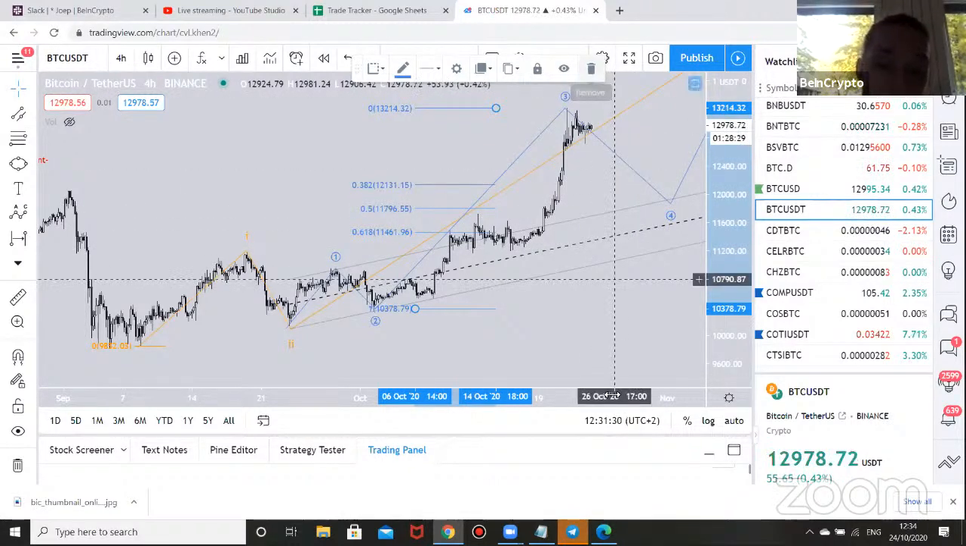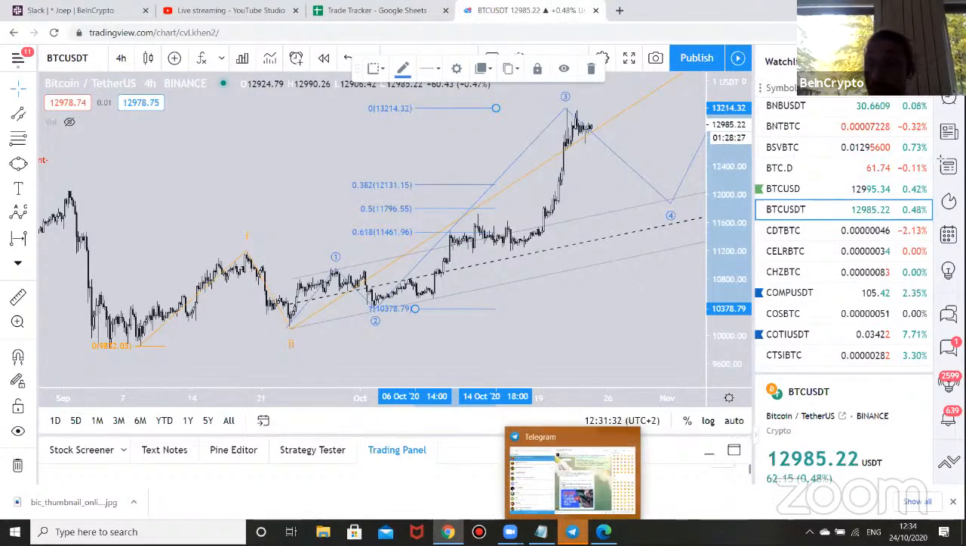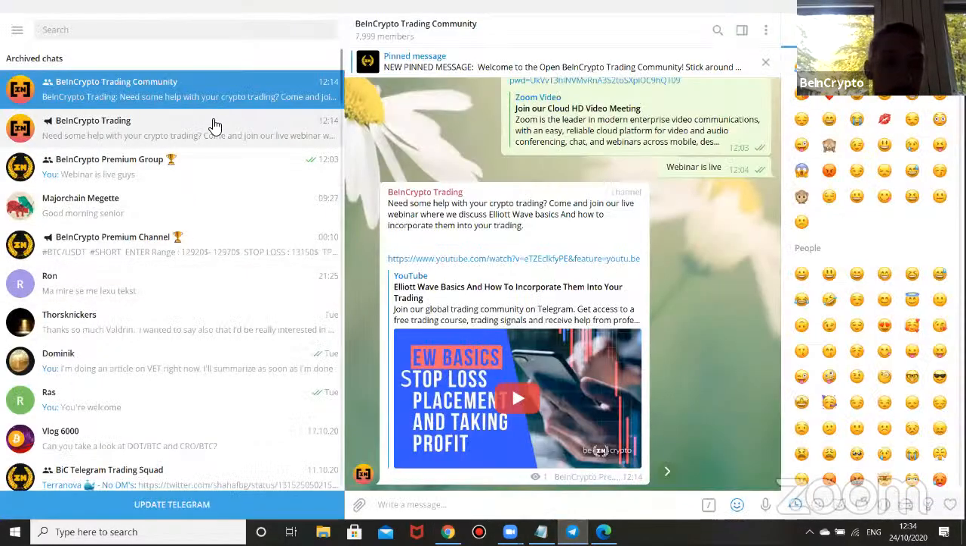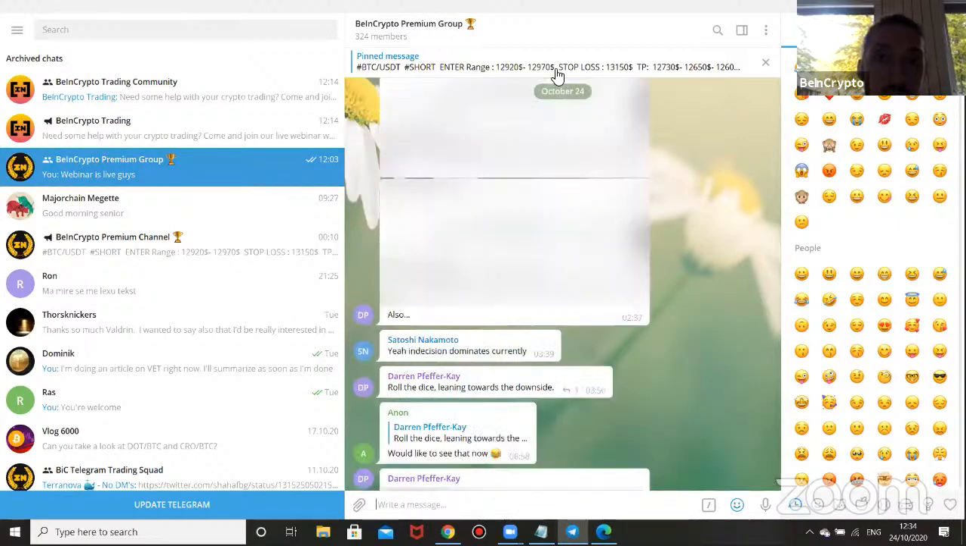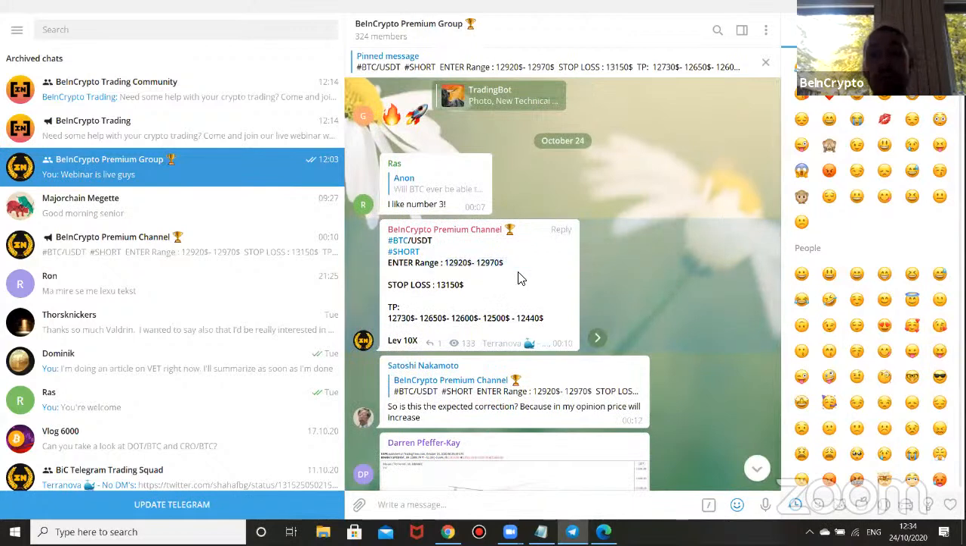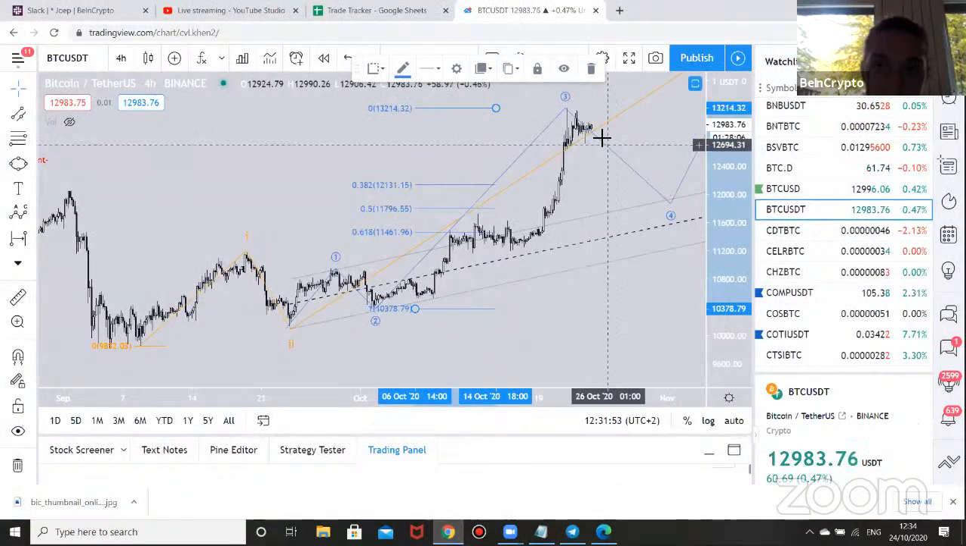Now, okay, so I'll go to the premium group just a little and give you a sneak peek of it, because it didn't work the previous time. Okay, so here's the most recent signal. It's not given by me, it's given by Terranova, great trader. So yeah, basically kind of the same thing. He expects wave 4 to retrace right now.